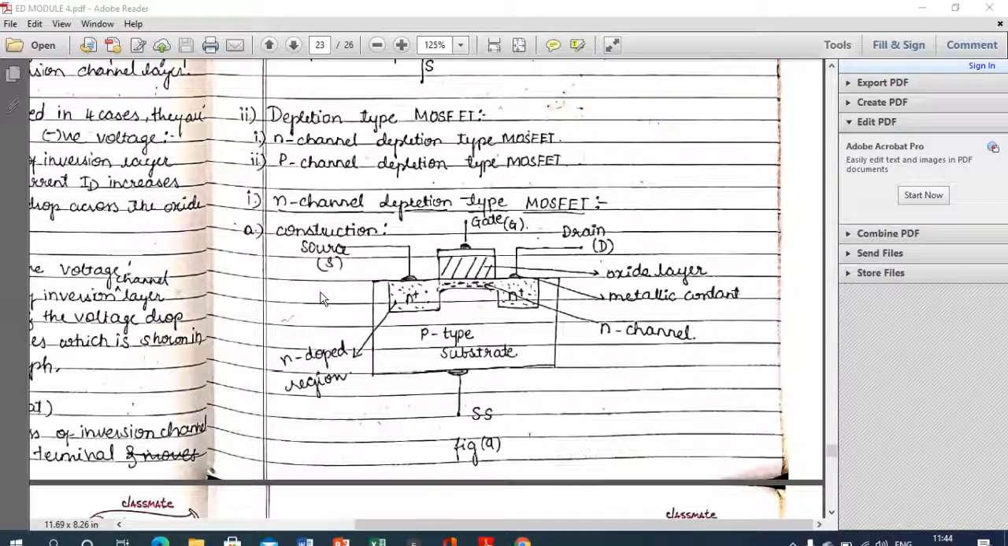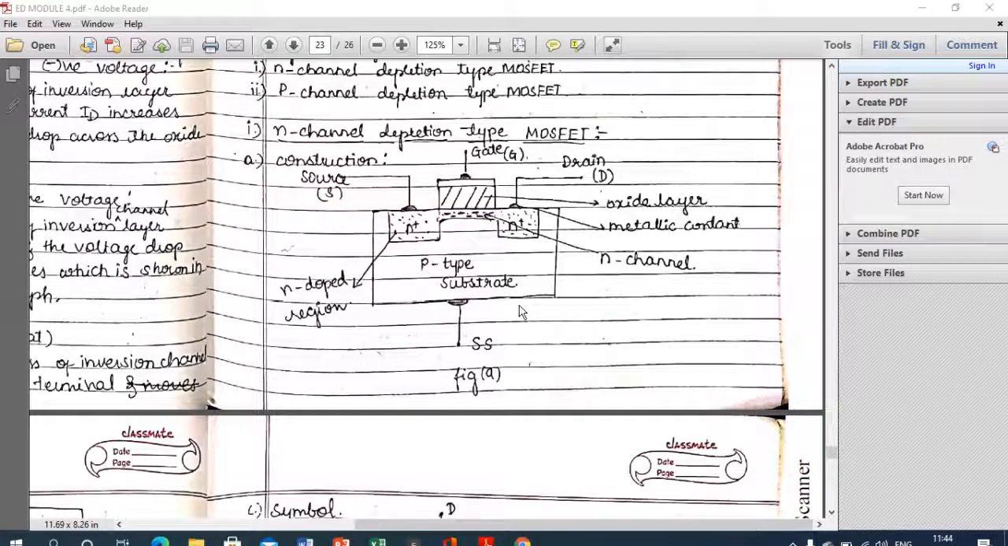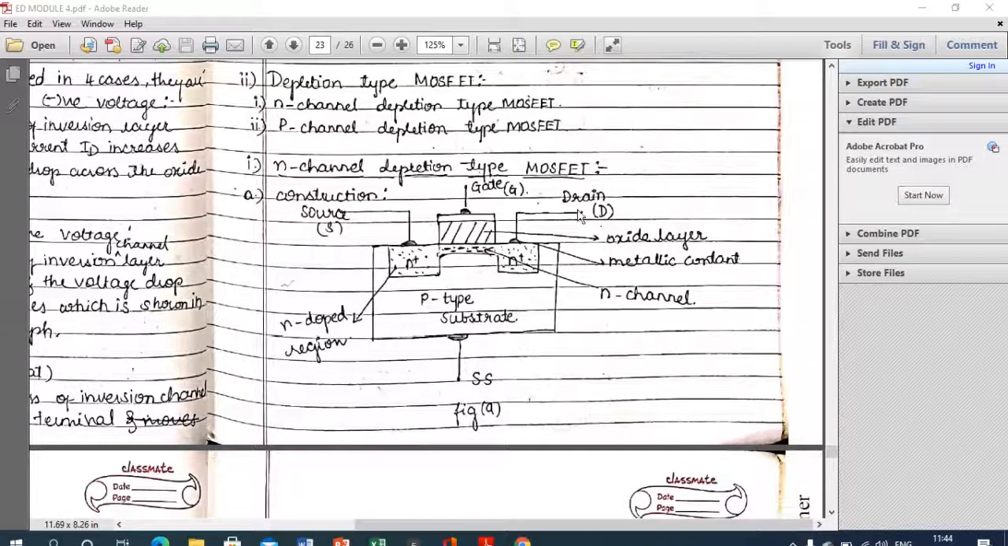As shown in this diagram, first we will have a construction part, and next we will have an operation part, which is similar to what I discussed in the enhancement type MOSFET. So we will start with the depletion type, comparing with enhancement. Now look at this diagram, which is shown in figure A. What does it consist of?